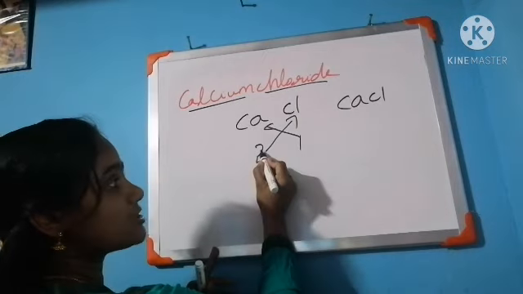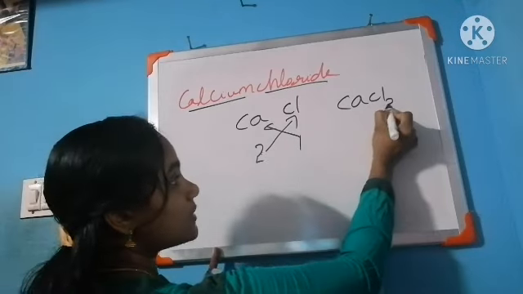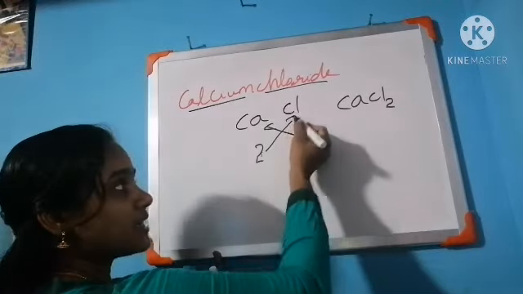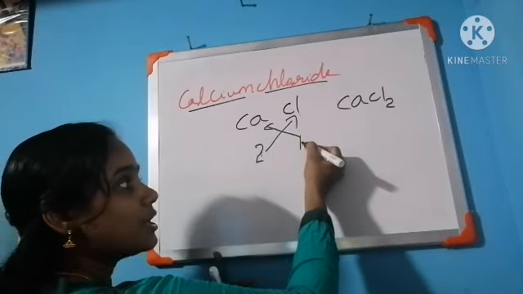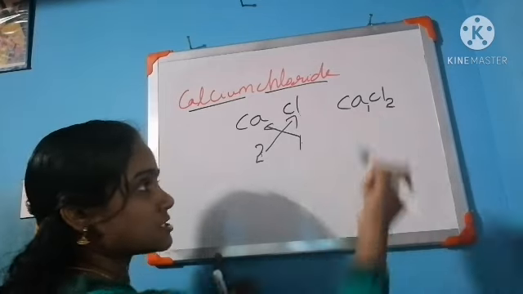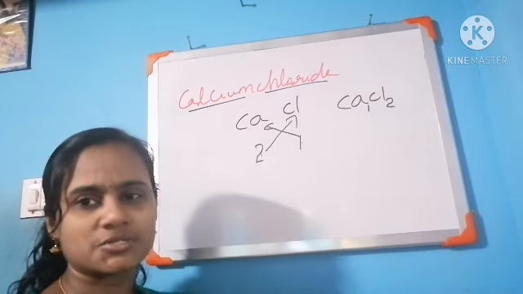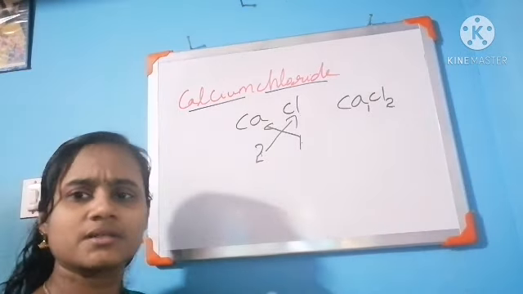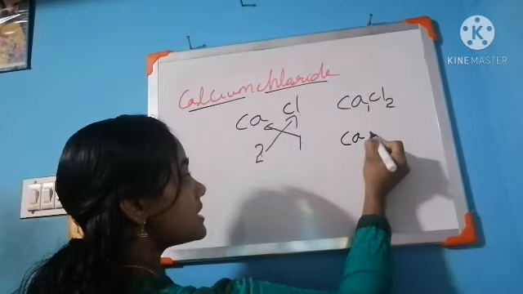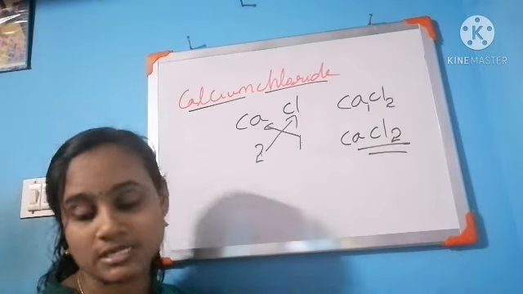Calcium valency 2 we write under the subscript of chlorine. Chlorine valency 1 we write under the subscript of calcium. So Ca1Cl2. The 1 is not needed; it is understood. When nothing is written, that means 1. So the formula of calcium chloride is CaCl2. Is it clear now?